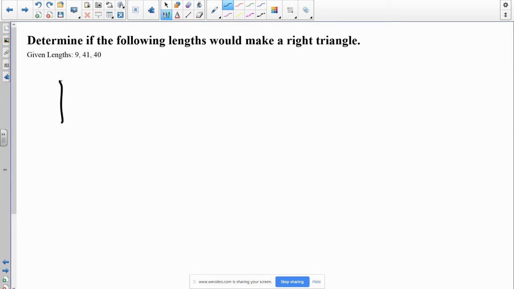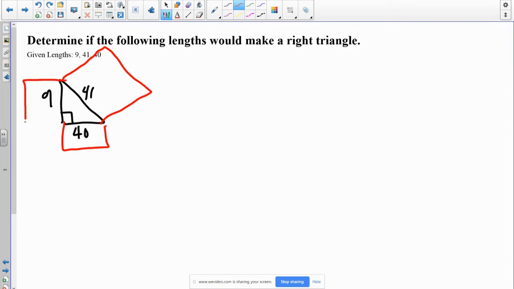So I'm just going to do a little diagram here. I'll make a right triangle look like that. 9 and 40 are going to be your leg lengths. That means 41 is your hypotenuse, because the hypotenuse is the longest side. So we have 9, 40, and 41. And if we look at the diagram, and this is, by the way, not drawn to scale, so don't get too excited. And they're probably not going to be perfect squares.